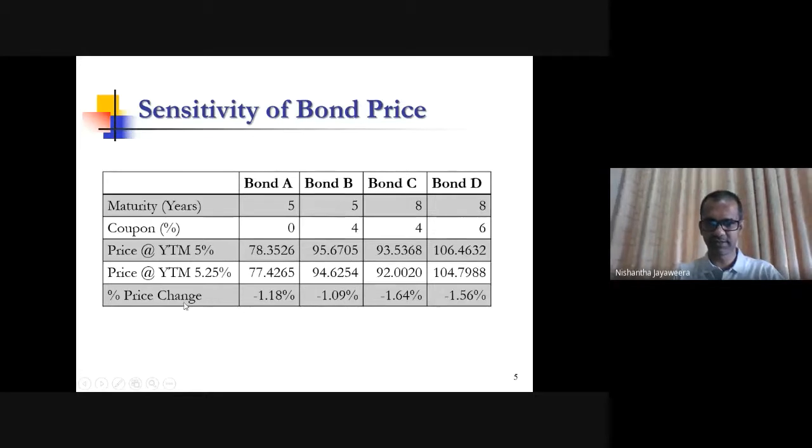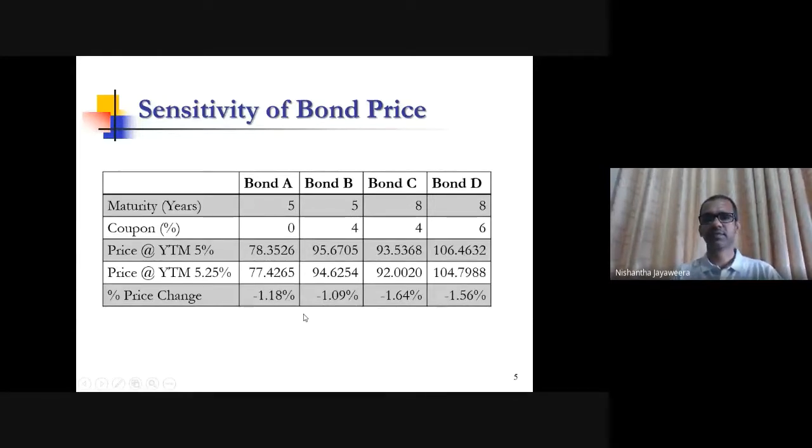However, today our concern is on this price change. With a 0.25% yield change, different bonds reacted in different manner. The zero coupon 5-year bond price dropped by 1.18%. So this is a zero coupon bond, so therefore we expect large price changes.